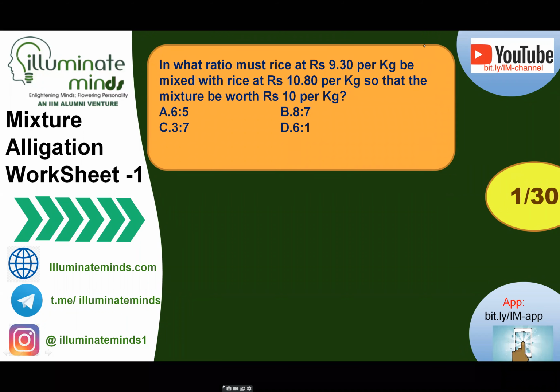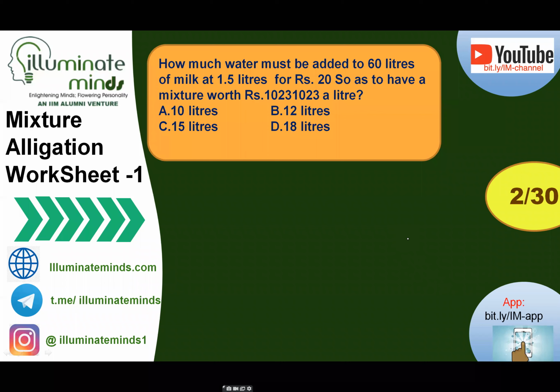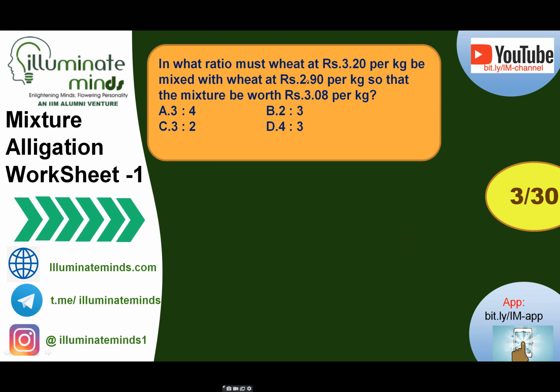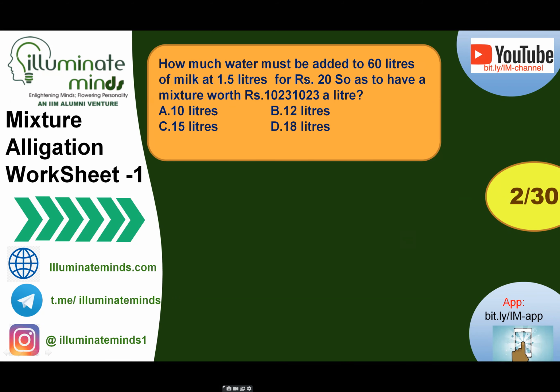So the next question is this. Over here I need to do a correction. This is 10 2/3. Just a minute. 10 2/3. So don't look at this thing. This is 10 2/3. Question number 2 says, how much water must be added to 60 liters of milk at 1.5 liters for rupees 20, so as to have a mixture worth rupees 10 2/3 per liter.